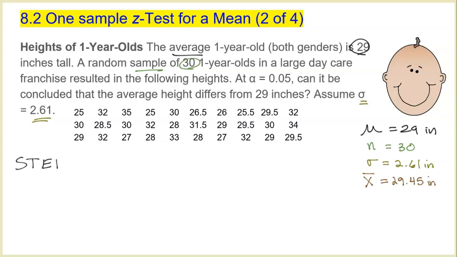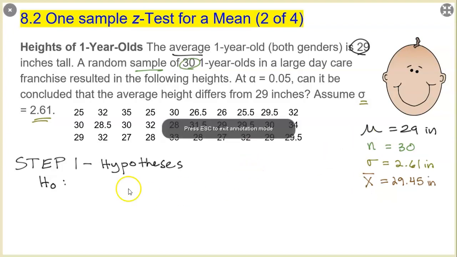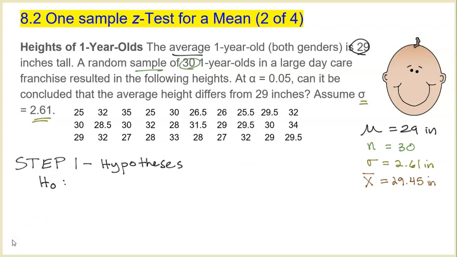So the first step, what is my hypotheses? Our hypotheses, the null hypothesis, is always going to be that the population average is equal to something stated in the problem. So there really is no difference in the averages when we look at the sample statistic versus the population parameter. Since there is no difference, we look at our null hypothesis being that the average is equal to 29.